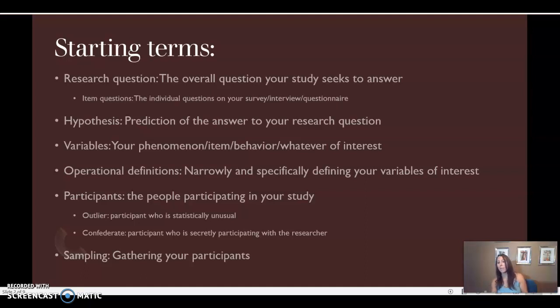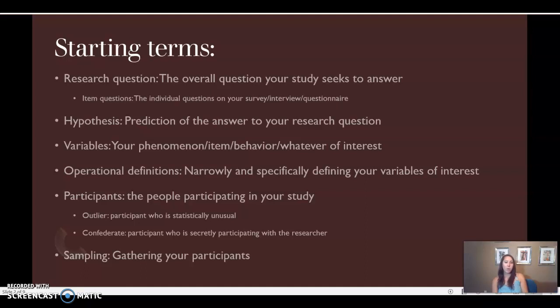There's a different way to handle outliers. If you take a research methods class or a statistics class, you will get to that. But an outlier is a statistically unusual participant. And then another important term to know about participants is confederate. A confederate is a participant who is secretly participating with the researcher.